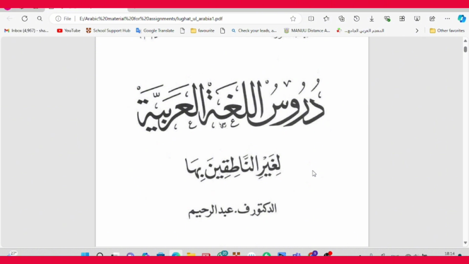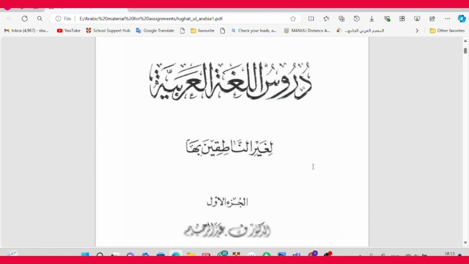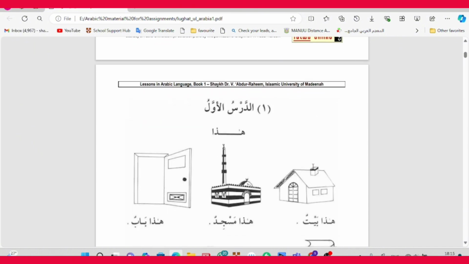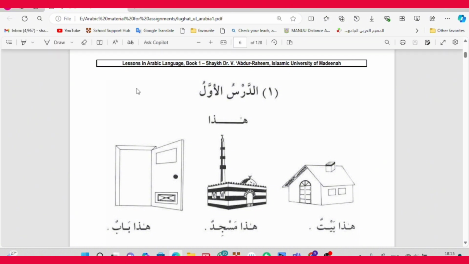This book is designed for non-Arabic speakers. This is part number 1. I will solve this, and I'll show you how to solve this exercise. Okay, so let's get started.